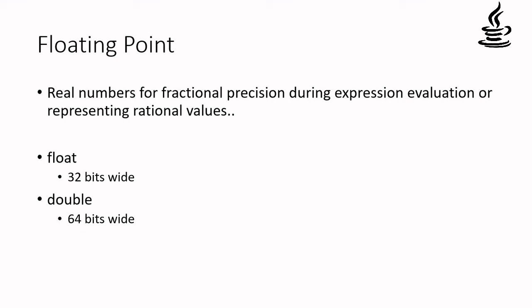Now floating point numbers are further divided into float and double. The float uses 32 bits to store the information, and that's why we call it single precision, and the double uses 64 bits for the storage of information. That's why we call it double precision, or the precision it offers is double in nature.